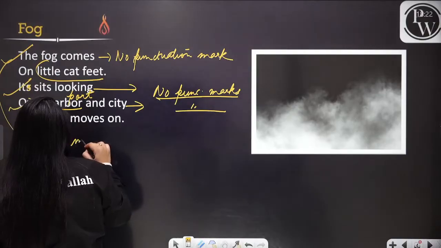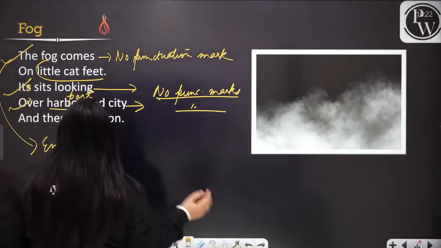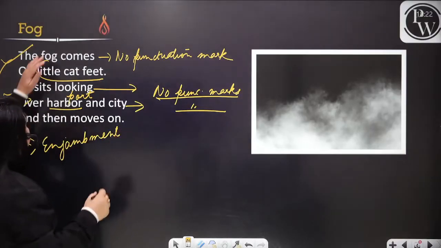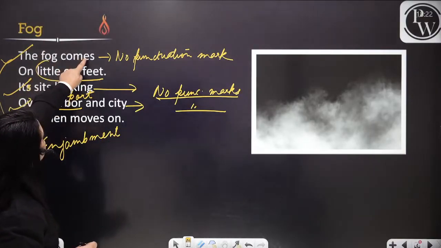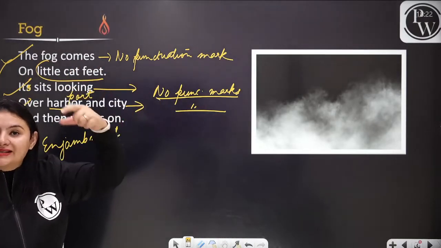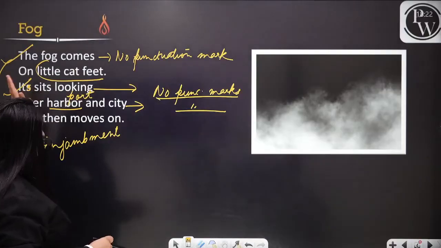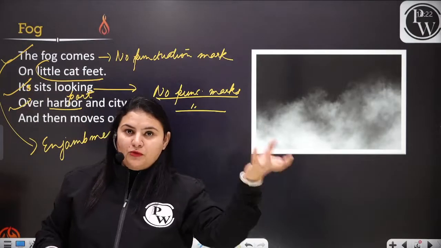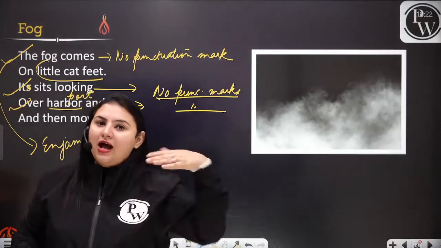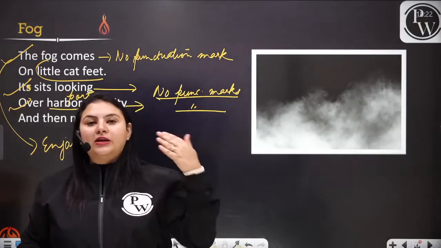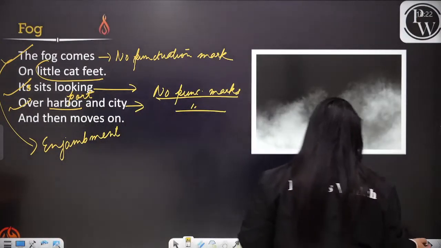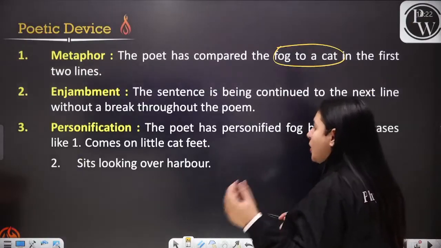Why does it have enjambment? Because we can see that this is only one line. Here the line is being continued to the next line. There is no full stop and comma. It means that it's just a single line, so it's an enjambment. Here also we can see that the poet is not taking a break. It's just continuing from one line to another line and then to the third line without the use of any commas and full stops. So it's an enjambment. Fine.